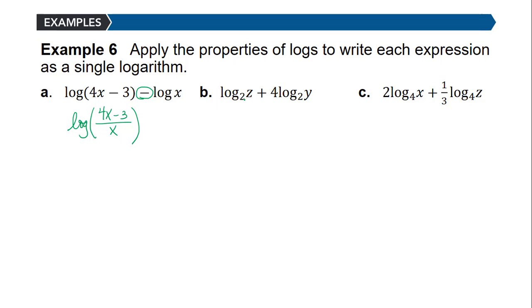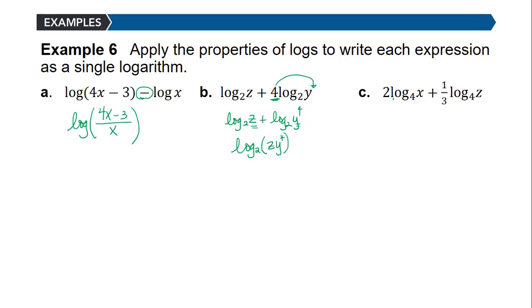Part B is a log base 2 of z plus 4 times log base 2 of y. The first thing I need to do is if I see a coefficient of a log, I need to use the power property to take the coefficient to the exponent of the argument. Therefore, this becomes log base 2 of z plus log base 2 of y to the 4. Now I see that my logs are separated by a sum. The product rule tells me that this is equivalent to the log base 2 of the product of those arguments, z times y to the 4.